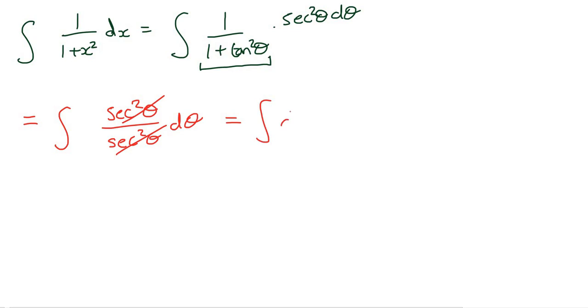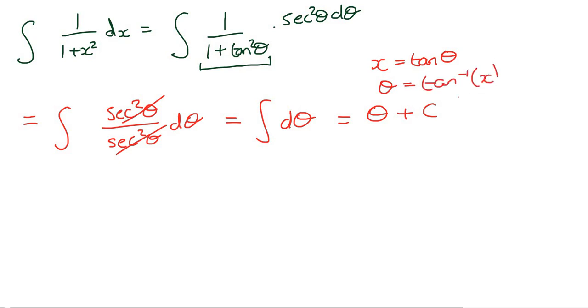And so we're left with possibly the easiest integral, which is just 1 d theta, and this just equals theta plus c. But you might be thinking, well, what on earth is theta? Remember, x was tan theta, so theta is just tan inverse of x. And so our result for integral 1 is just tan inverse x plus c. Okay, great. Moving on to integral number 2.